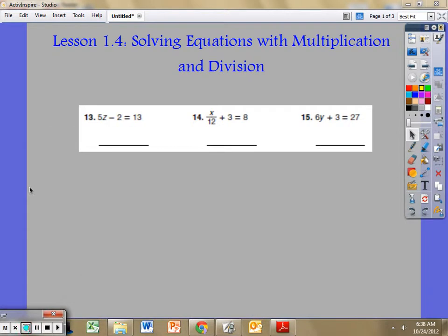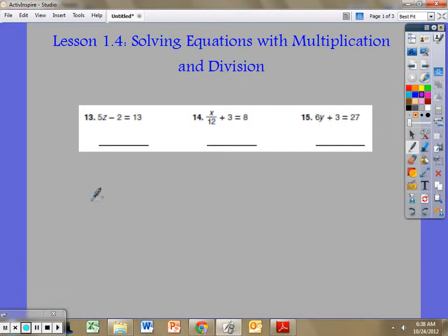Mr. Giomini. We're going to model a couple problems from lesson 1-4, solving equations with multiplication and division. These problems are a little bit more involved than some of the ones we did today in class. It actually incorporates both the inverse property of addition and subtraction and multiplication and division. So it's a little bit more strenuous, but I definitely think you're up to the challenge. So take a look at the first one here.